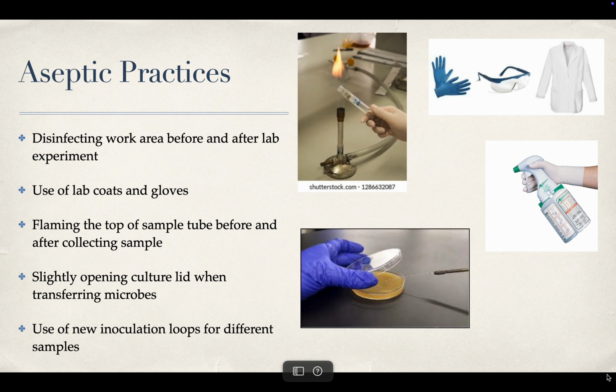Here I will be talking about aseptic practices, such as disinfecting your work area before and after your lab experiment, the use of lab coats and gloves, flaming the top of sample tubes before and after collecting the sample, slightly opening the culture lid when transferring microbes, and use of new inoculation loops for different samples. And here to your right is a variety of images that will help keep aseptic techniques.